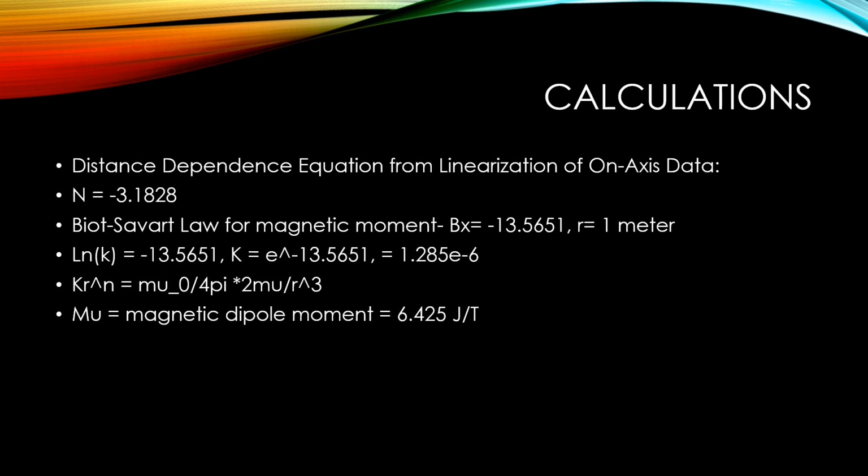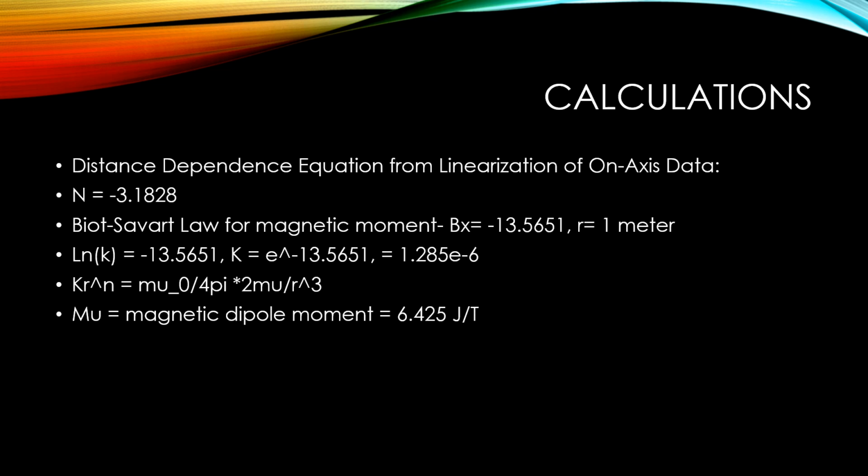So here are the calculations. The distance dependence equation from linearization of the on-axis data gives n equals negative 3.1828. The Biot-Savart law for the magnetic moment, ln Bx equals negative 13.5651.